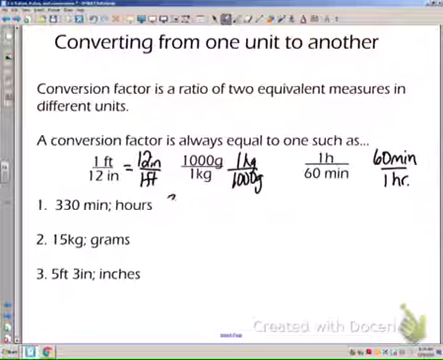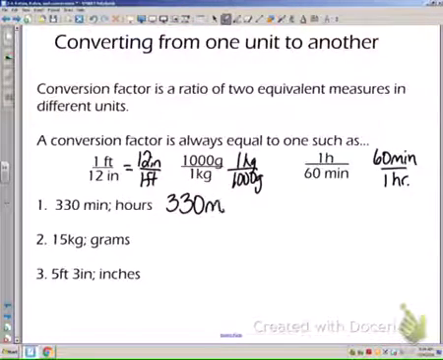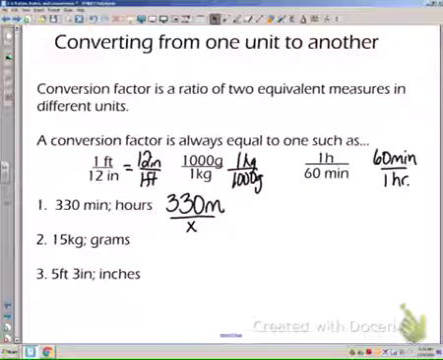We've got 330 minutes is to how many hours? So we're looking for the number of hours. Okay, well we know how many minutes are there in an hour? There is 60 minutes in 1 hour. Well, I don't know why I put that equal sign there. I want to be able to cancel out my minutes because I'm wanting to go from minutes to hours.